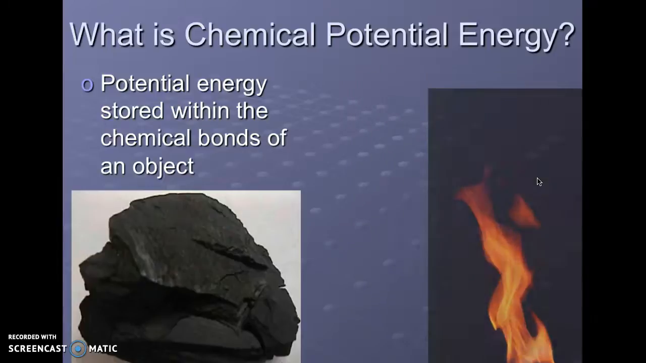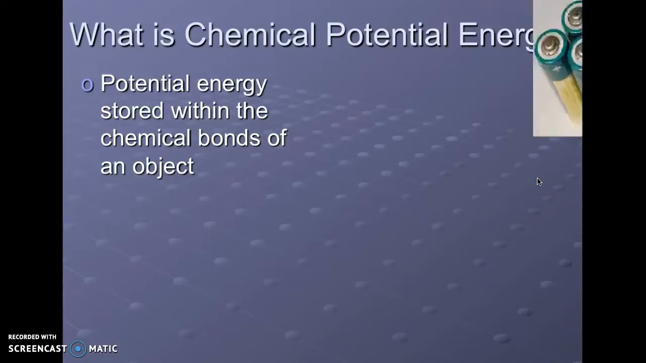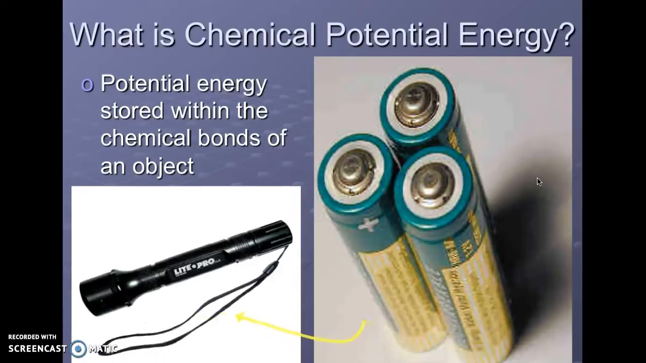Also, if we take a look at another example, batteries are going to operate tons of things. Those chemical bonds that are stored within these batteries here are going to make this flashlight work. So the chemical bonds that are stored within things are going to produce energy for us.